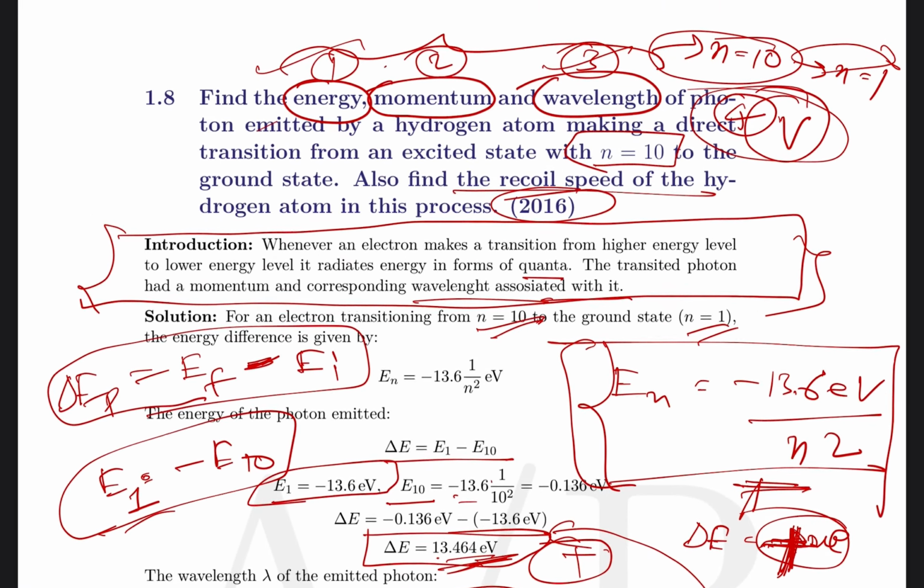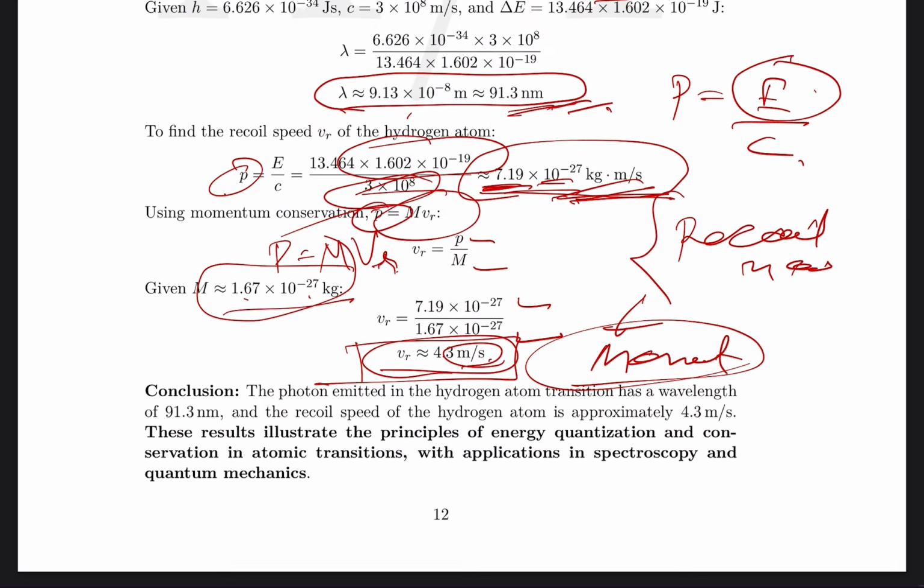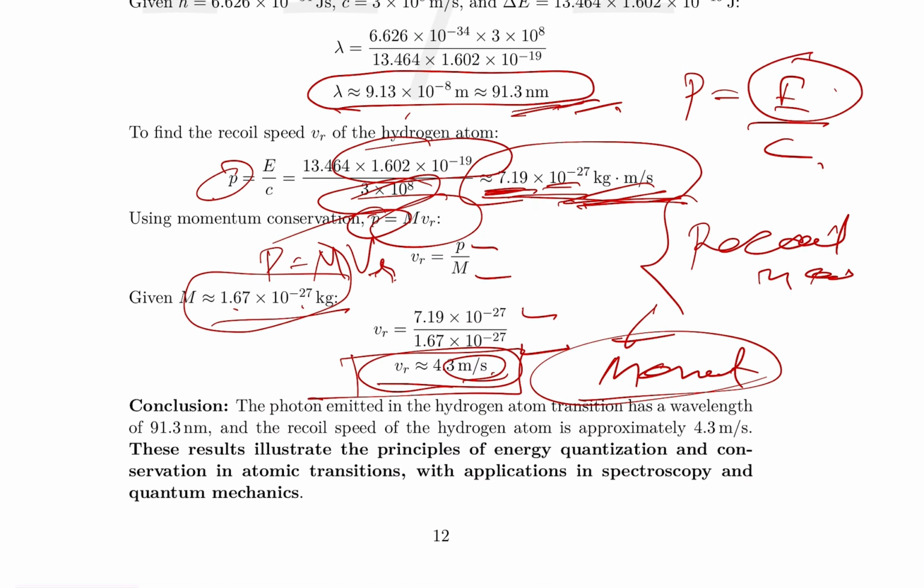All right, so this was a question from 2016. Now the conclusion is: the photon emitted in the hydrogen atom transition has a wavelength of 91.3 nanometers, and the recoil speed of the hydrogen atom is approximately 4.3 meters per second. These results illustrate the principles of energy quantization and conservation in atomic transitions, with applications in spectroscopy and quantum mechanics.